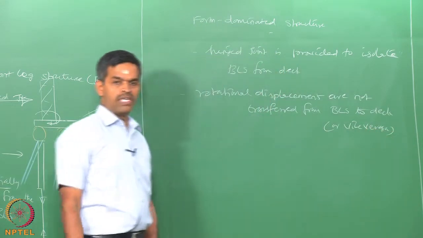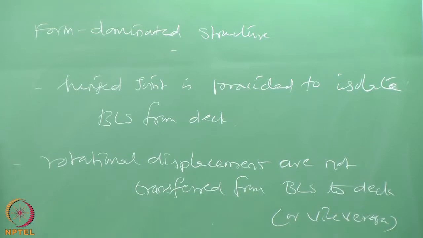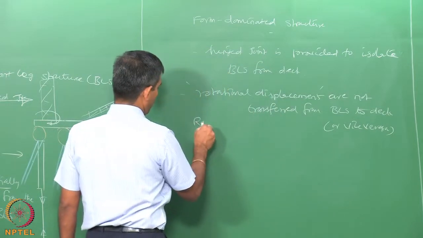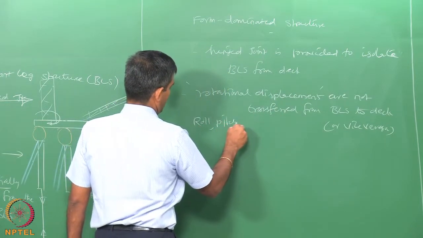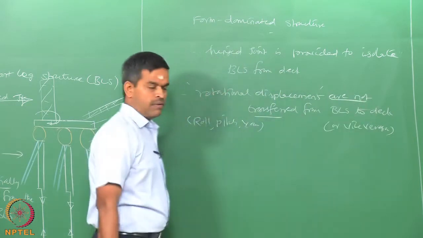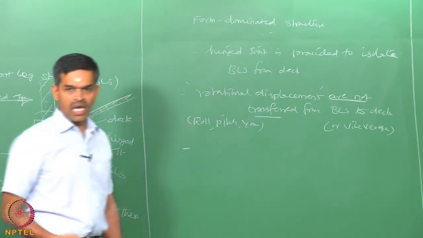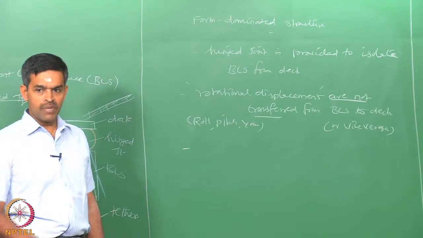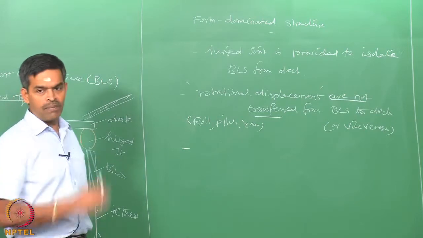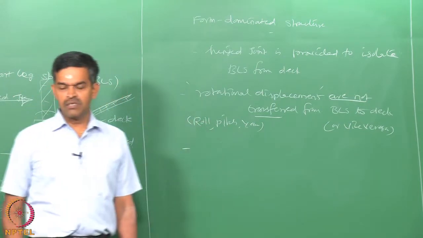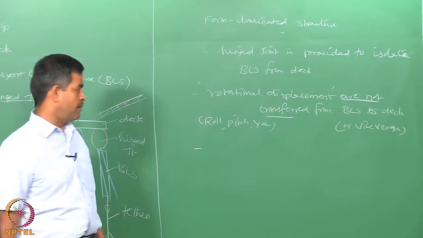For the wave load, it is from the BLS to the deck. For the wind load, it could be from the deck to the BLS. In both cases, the rotational displacements like roll, pitch and yaw should be restrained, they should not be transferred. On the other hand, it should behave as a rigid body in case of translational displacements. Okay, it should be able to transfer the heave load completely, because that is a monolithic action between the deck and the BLS to sustain the load acting on the system.